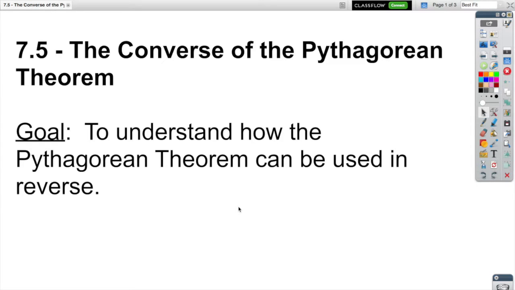This lesson, we're going to take a look at something called the converse of the Pythagorean theorem. Your goal is to understand how the Pythagorean theorem can be used in reverse, or basically backwards. Let's do a few examples so that makes a little more sense.